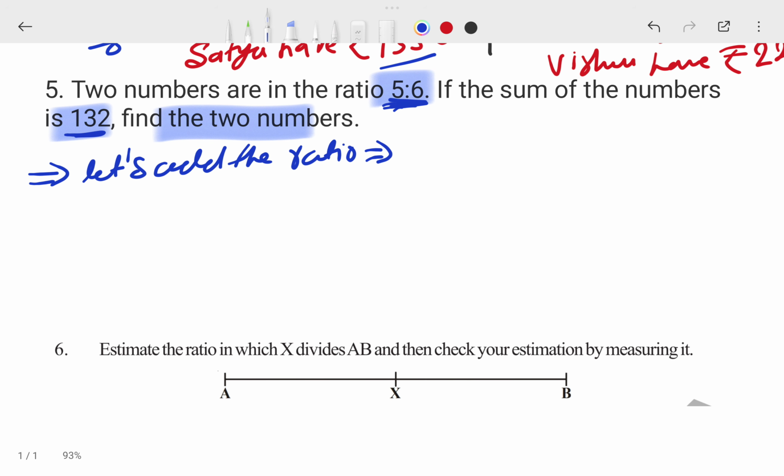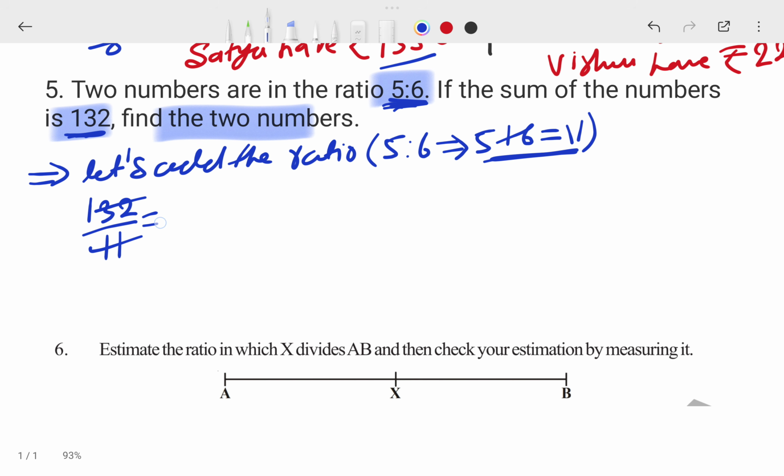The ratio given is 5:6. If you add the ratio, it is 5 plus 6, which is 11. So after adding, the ratio total is 11. Now we have to divide 132 by this ratio total, 11. If you divide, it goes in 12 times.